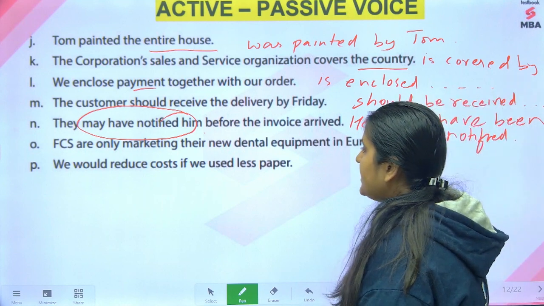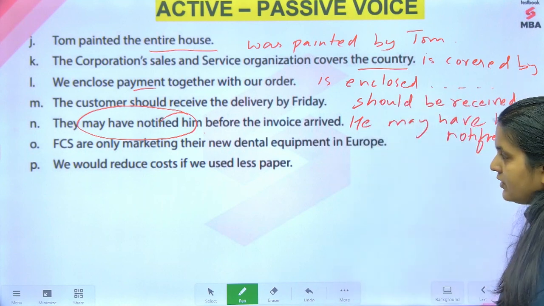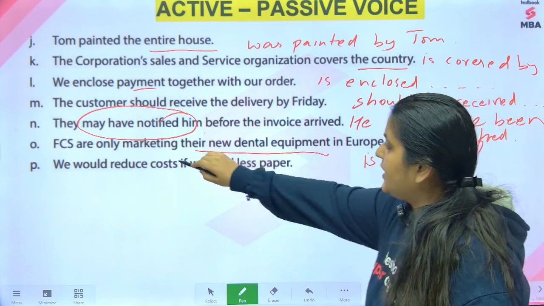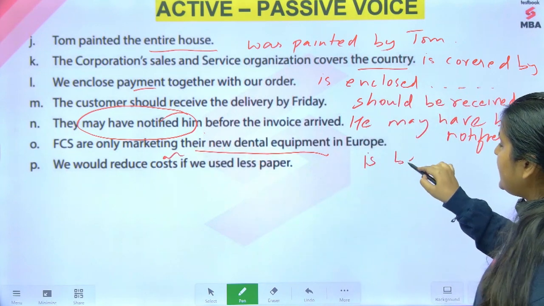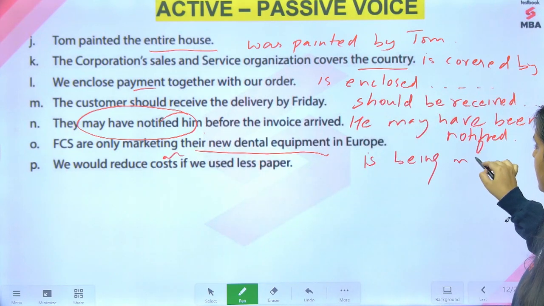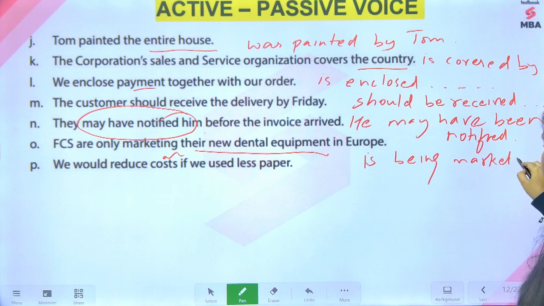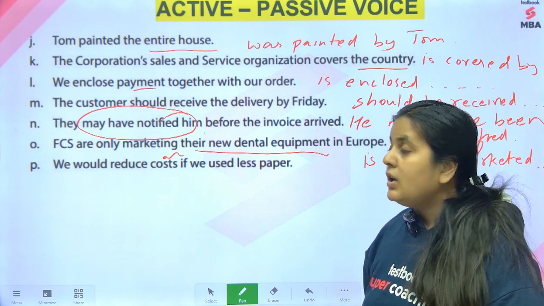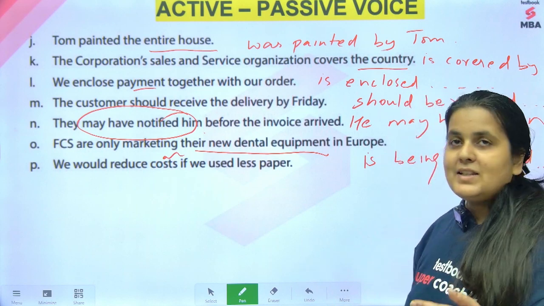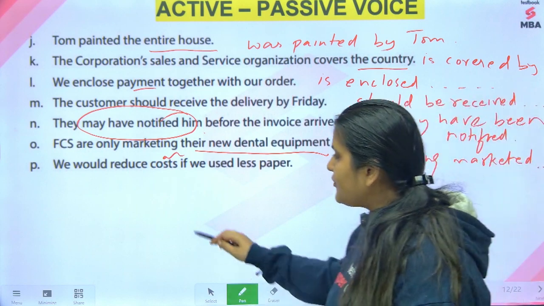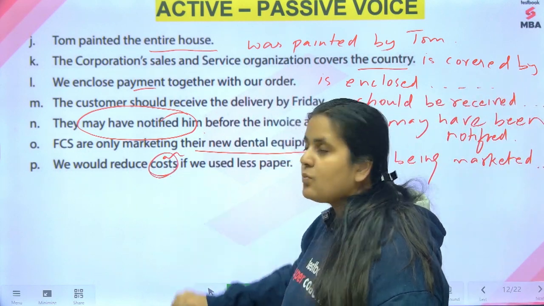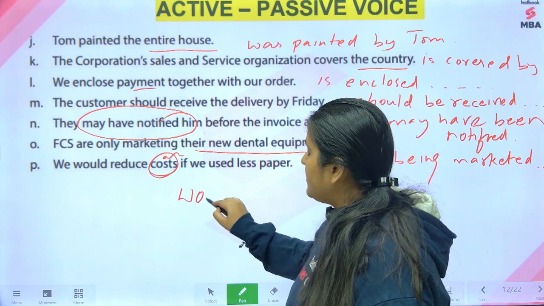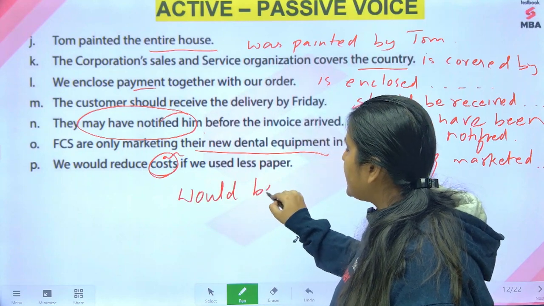FCS are only marketing their new dental equipment in Europe. Their new dental equipment is, क्योंकि marketing ING है, is being marketed. Okay, is being marketed by FCS only in Europe. We would reduce costs if we use less paper. Okay, the main subject over here, the main object over here is cost. What will be reduced? Costs. So costs would be reduced. Main खेल यही है कि आप verb सही लगाओ.